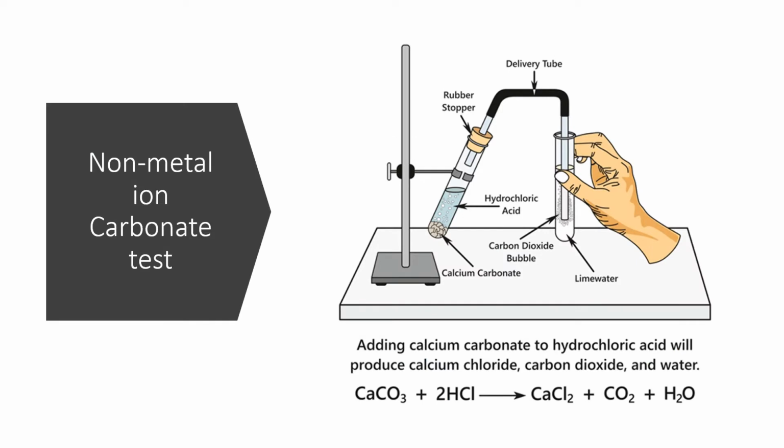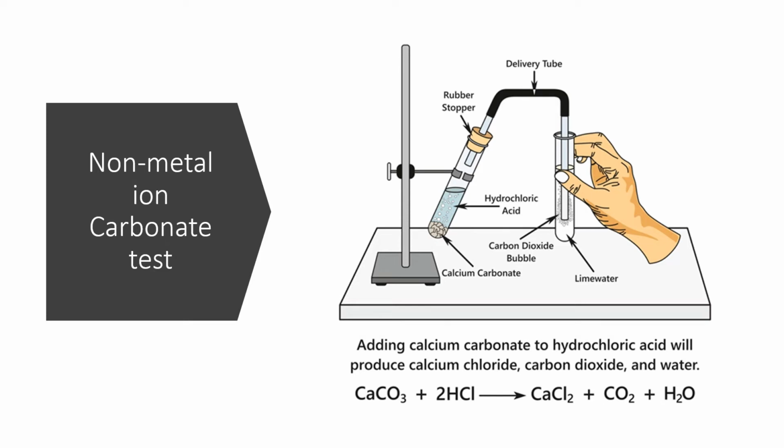Now we're going to look at a non-metal ion carbonate test. So this PowerPoint is all about the tests for all the different ions that you will have to do at GCSE. I know for AQA this is practical 7, but it applies to all the exam boards. So how do we test for a carbonate ion?